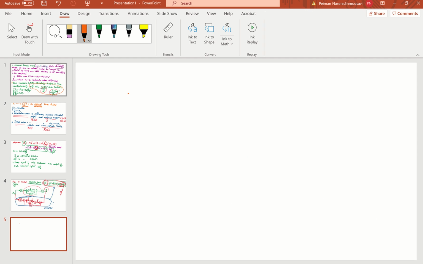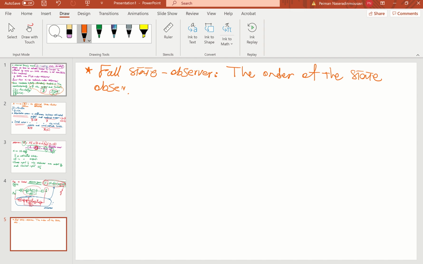So here, let's go on to eventually design the full state observer or estimator. For this full state observer, as I told previously, the order of the state observer is the same as that of the plant. If the plant is an nth order system and you have n state variables, the order of the state observer is n, because you're estimating all of them.